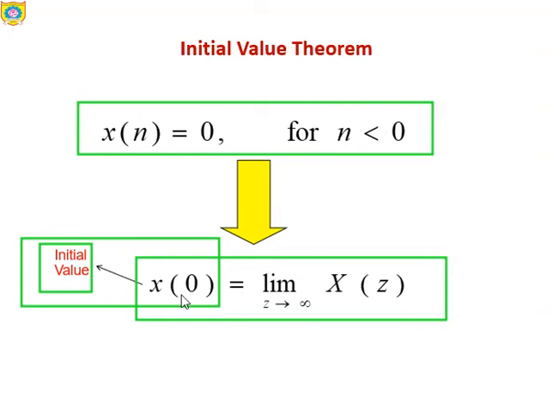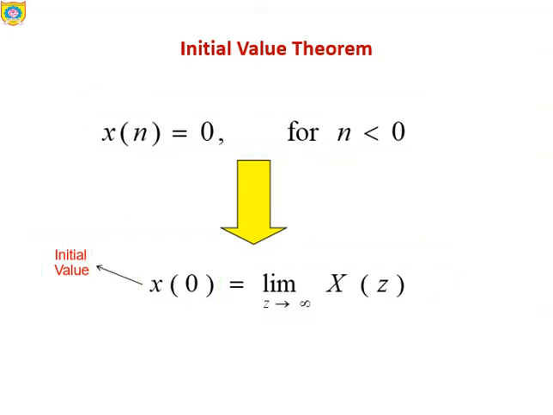Similarly, we can go for the final value theorem also. These are some of the theorems related to the Z transform, and we have also seen additional properties like convolution, then time shifting, then scaling, as well as linearity.